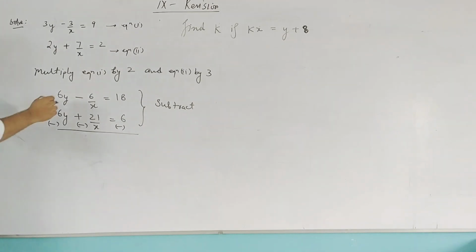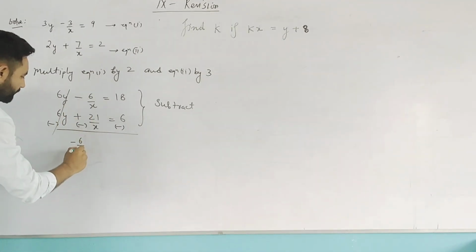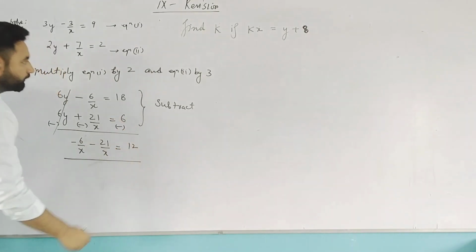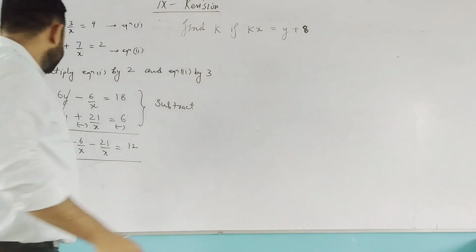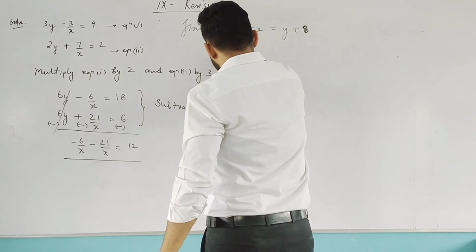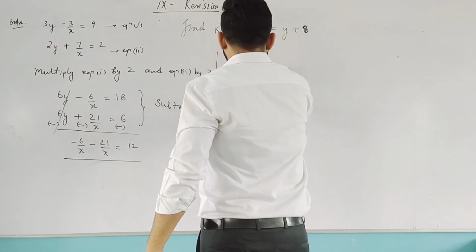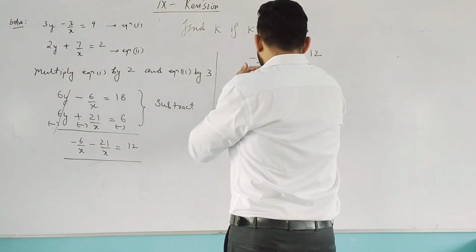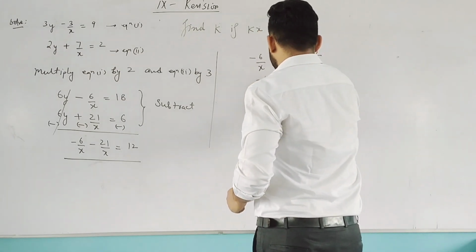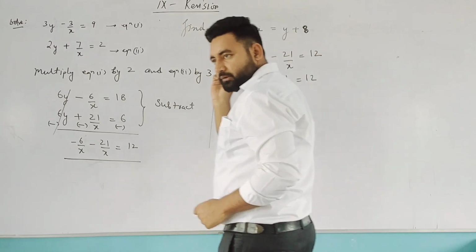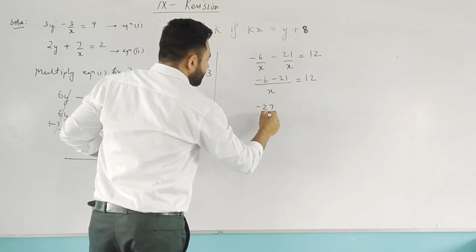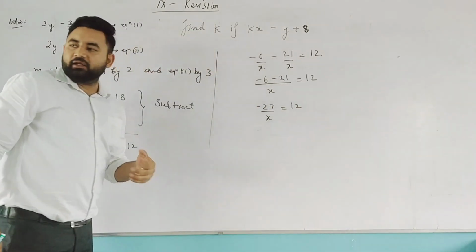Here you can see that 6y and 6y will get cancelled because of opposite signs. And we'll write minus 6 by x minus 21 by x equals 18 minus 6, which is 12. Now let's take the LCM of the denominators, which is x here, which becomes minus 6 minus 21 divided by x equals 12. Minus 6 and minus 21 becomes minus 27.